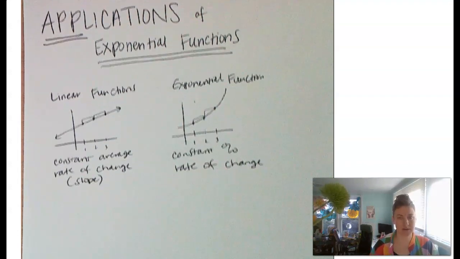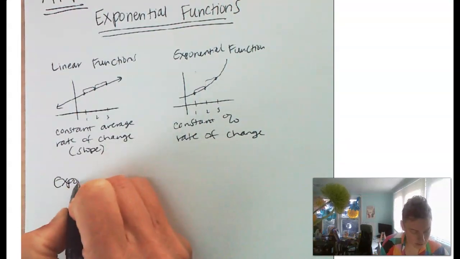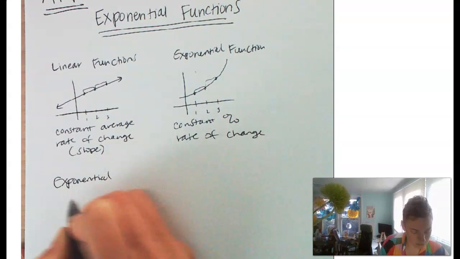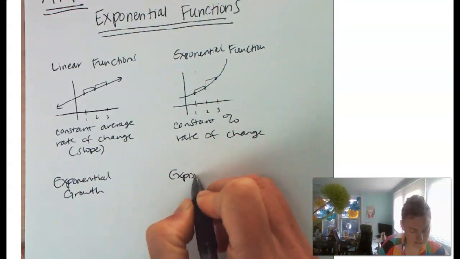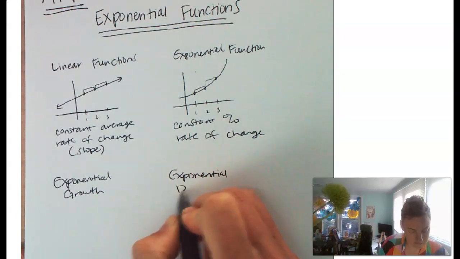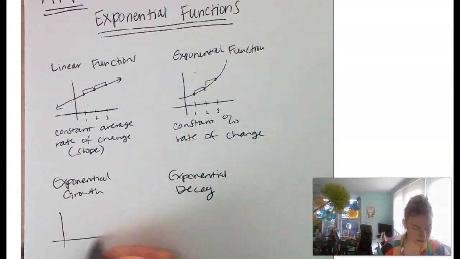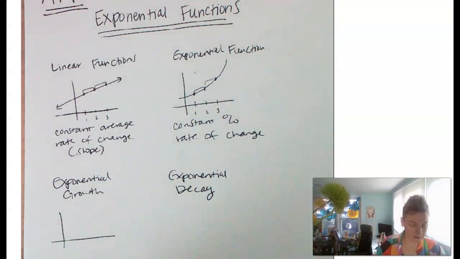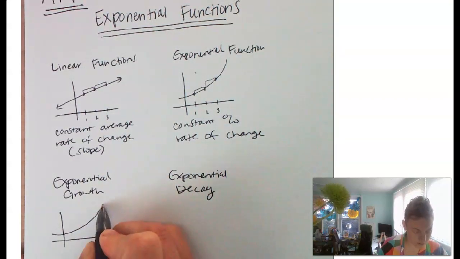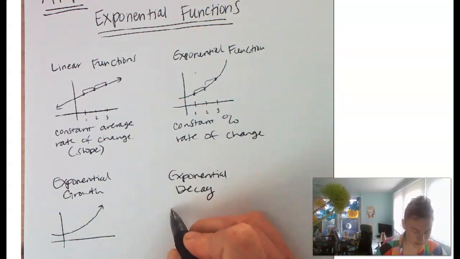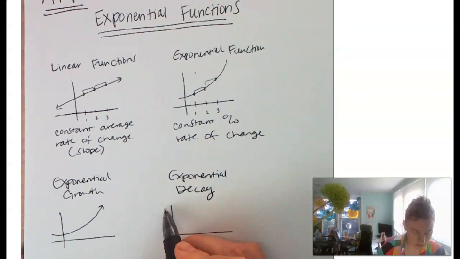Let me slide this up a bit. Great. So we have exponential growth and exponential decay. Now, an exponential growth function, when you go from left to right, grows, i.e. goes up. An exponential decay function, when you go from left to right, decays, or it goes down.